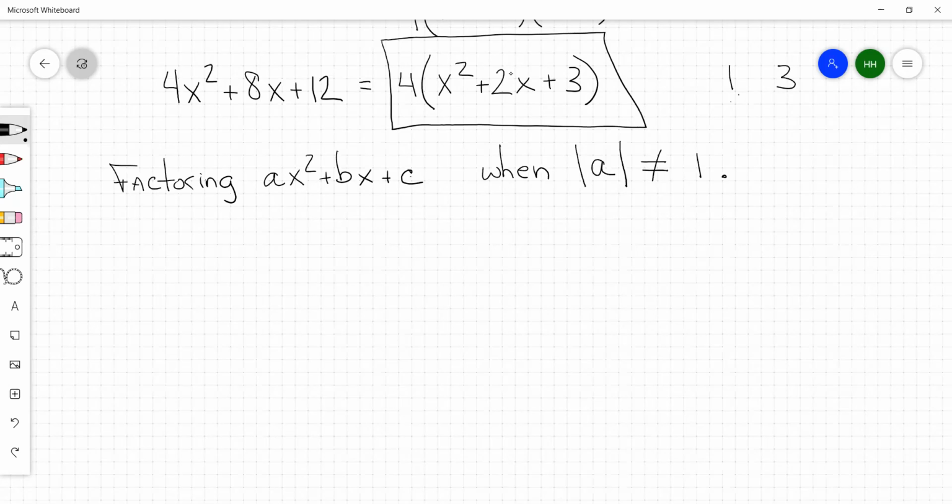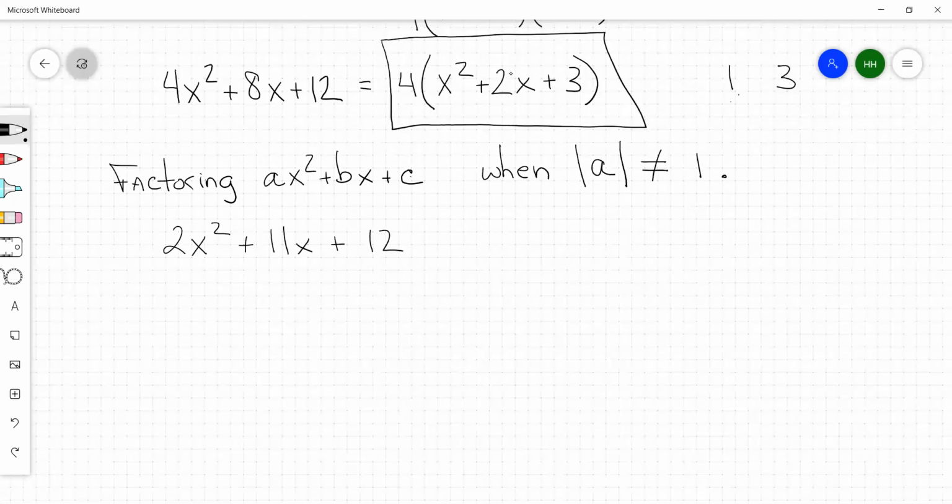Now, that all changes when this a is not a 1. So here's what we're starting off with. We got 2x squared plus 11x plus 12. All right, so this type of factoring, when that a is not a positive or negative 1, adds a whole other set of rules to your factors. And it kind of changes everything you learned yesterday in a way.